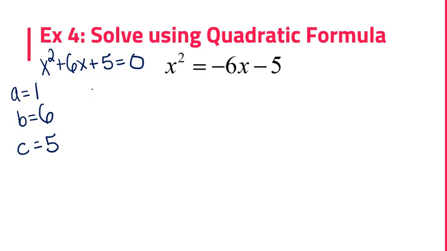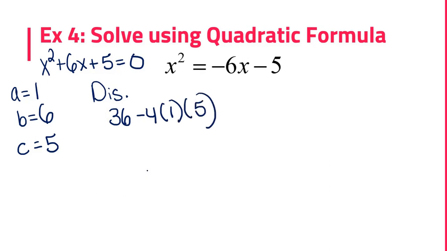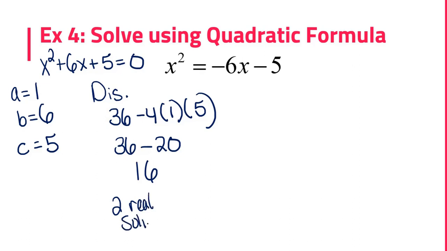So let's find our discriminant, shall we? So that is my b squared, which is 36, minus 4 times my a times my c. So 36 minus 4 times 1 times 5 is a negative 20. So I'm going to get 16, right? Since that is a positive, that means we have two real solutions.